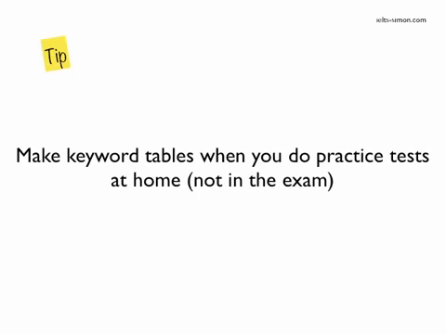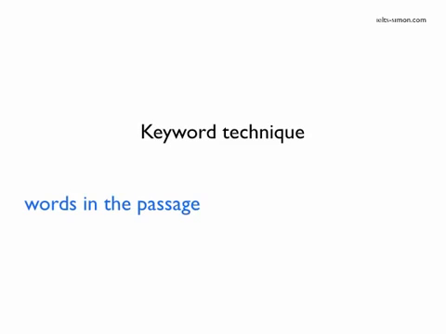As you learn more vocabulary and become better at seeing the similar words and phrases, you should start to find that the reading test becomes easier. That's the end of this lesson. In summary, the keyword technique means searching for words in the passage that have a similar meaning to words in the question. When you find them, read that part of the passage carefully and try to work out what the correct answer is.